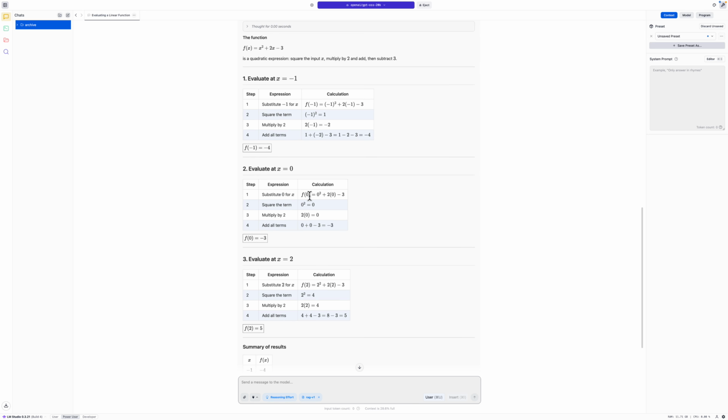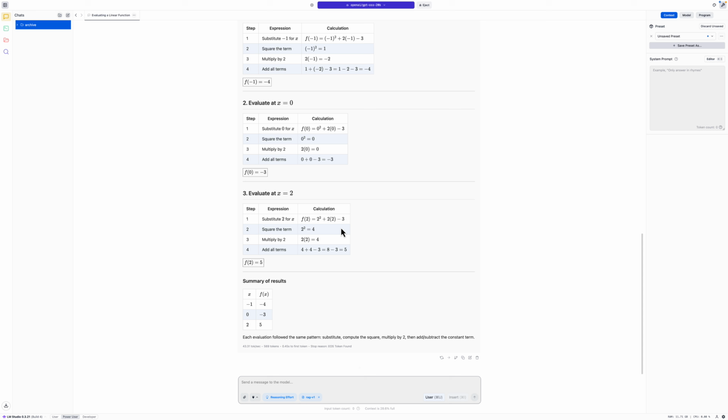Same thing here. You pop in 0, substitute 0 for x, square the term, multiply by 2, add all the terms, -3, yes. And then same thing here, evaluate for 2, that's going to be 4, 4, and then subtract 3, gives you 5. Wow. And here's a summary of the results. That is wonderful. And those are the same answers that I got.